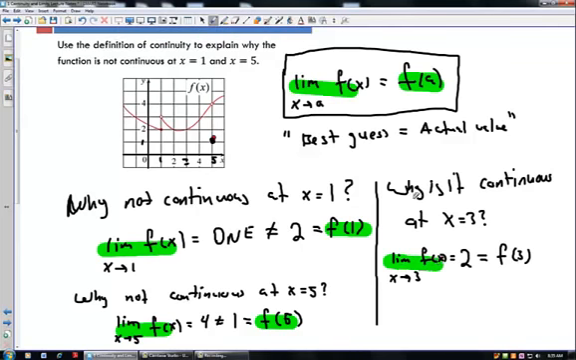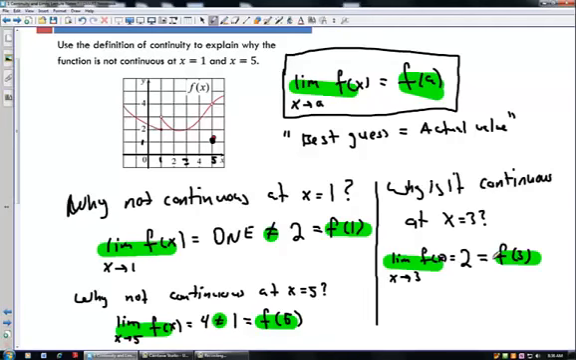Here's the limit part, and on the other side, you have the actual height, which is equal to now. Over here, it was not equal to. But it's continuous because its limit, its best guess in some sense, is equal to its actual value.